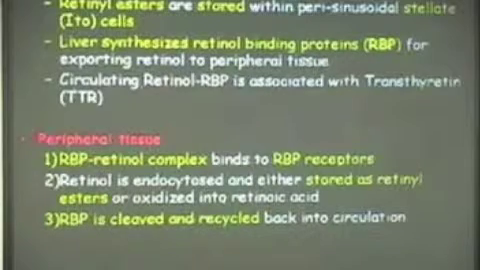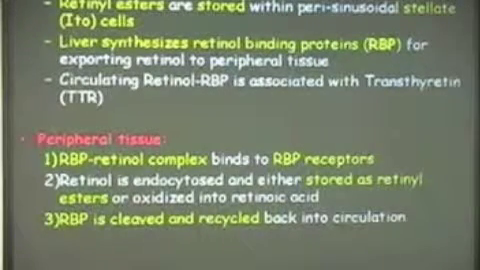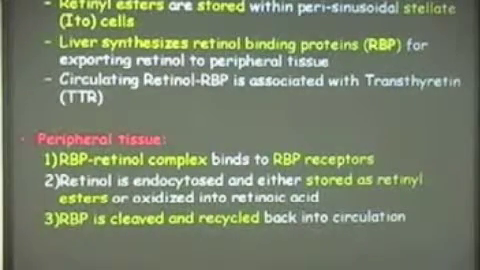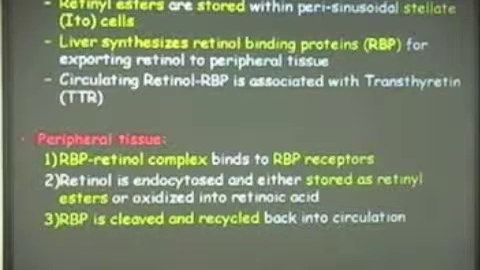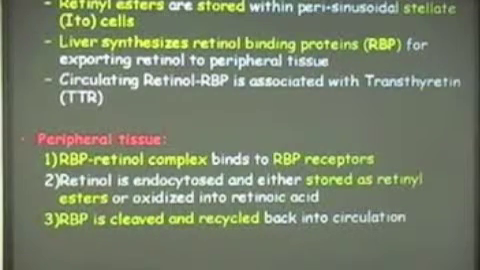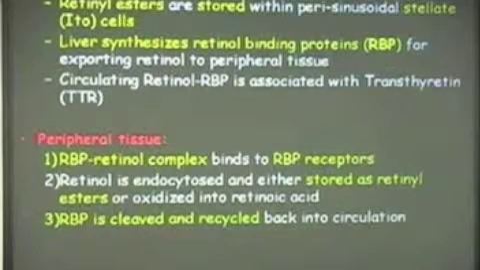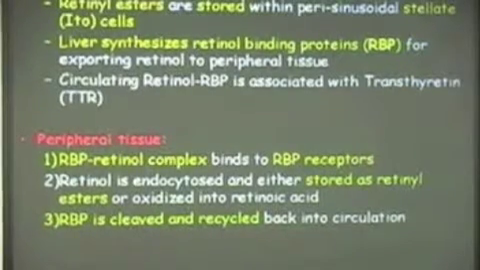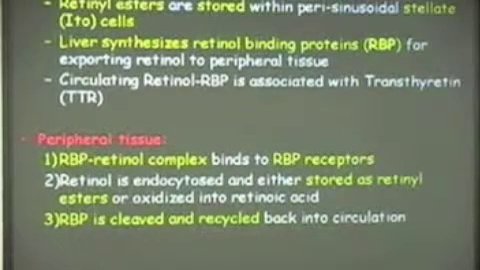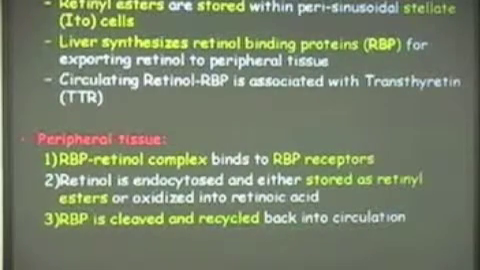Liver, stored as what type? Retinal esters, particularly in the Ito cells. I was trying to find a picture of Ito, I just could not, and then I got that guy from the Olympics mixed up. I thought his name was Ito, but it really wasn't something else. So anyway, that was Ito. And then liver synthesis of RBP.